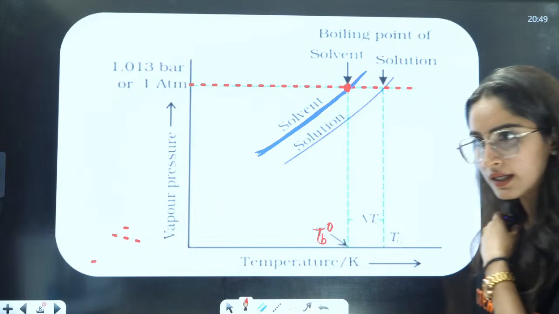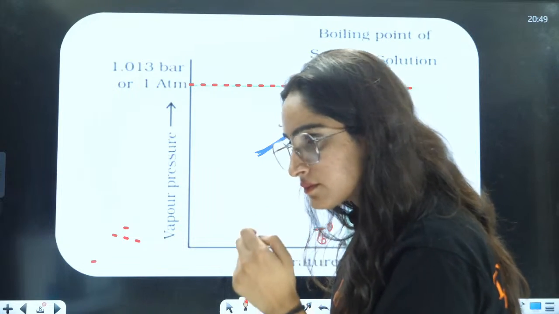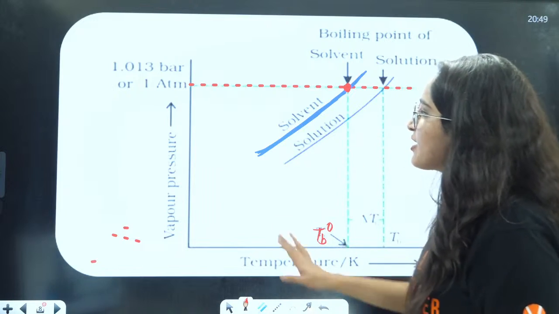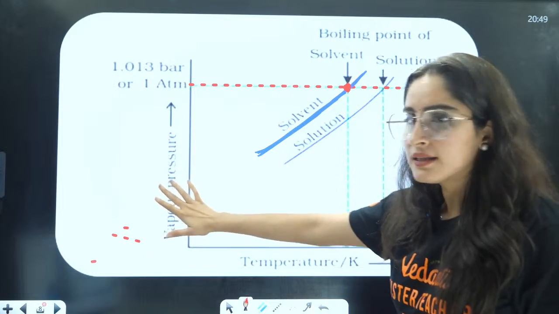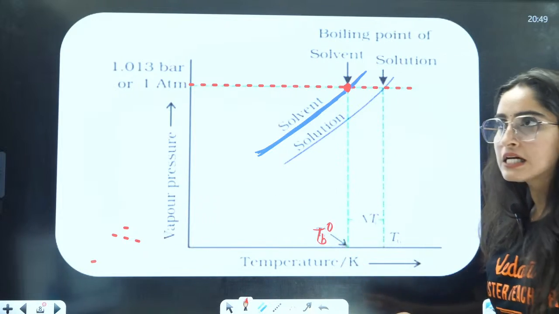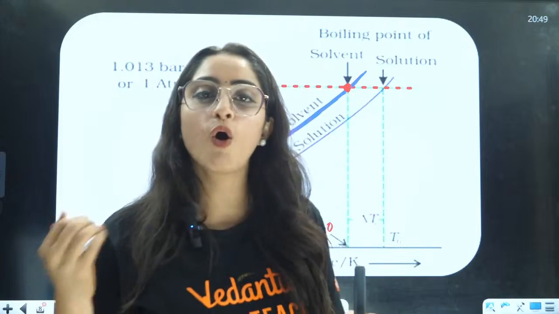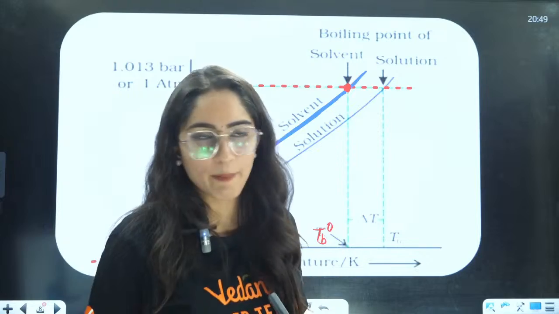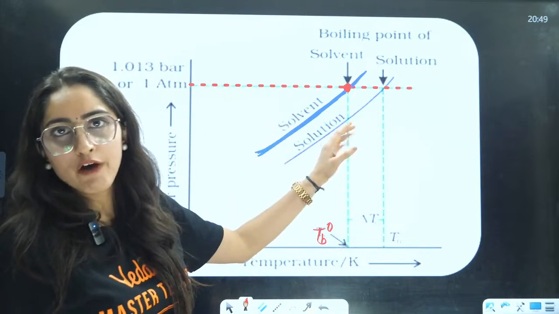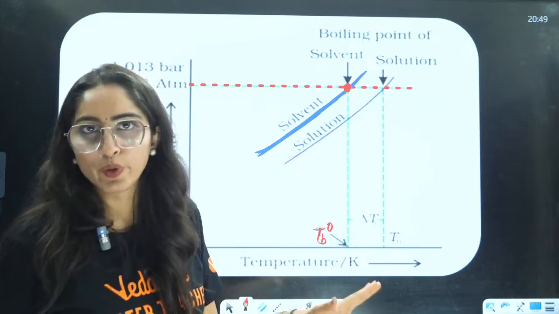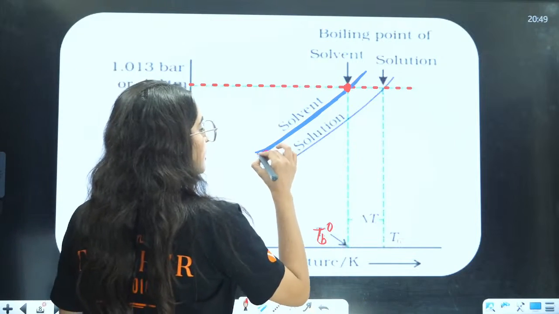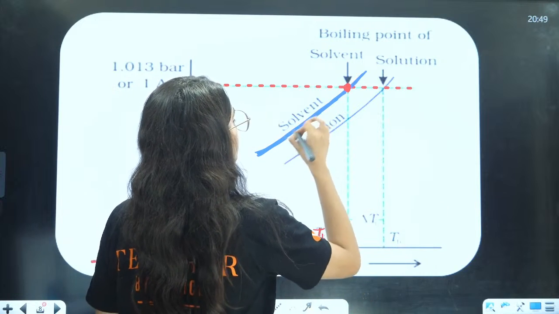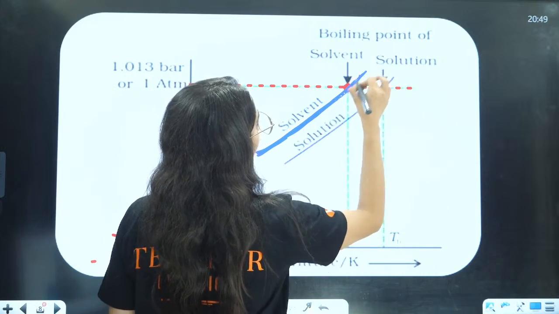Now we are saying, I have just started the graph. This is basically your vapor pressure and this is your temperature. A graph was drawn by varying the temperature and the pressure to see what is happening. When we drew the graph of a solvent, when there is no solute added, this is the graph that they observed.